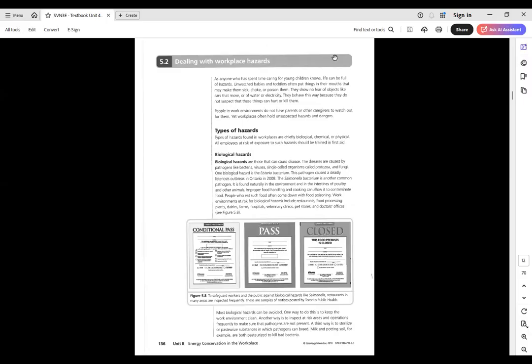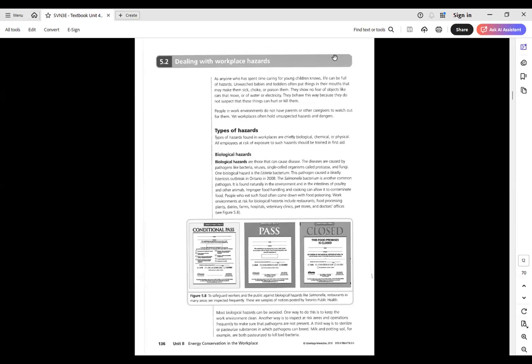Second one says a pass, and the third one says closed. So these would be signs put up to make sure the restaurants were following proper hygiene and making sure that everything was cleaned properly in the restaurant. The thing with biological hazards is they can usually be avoided. And one way to do that is to make sure that the work environment's clean.